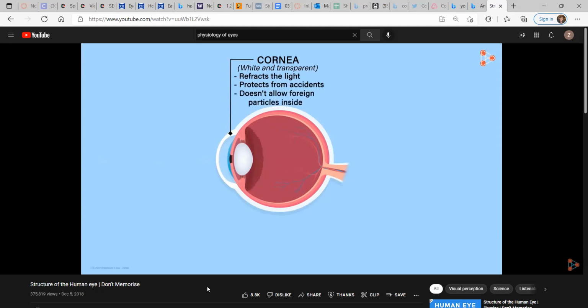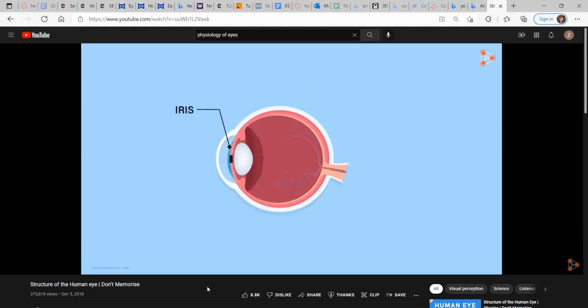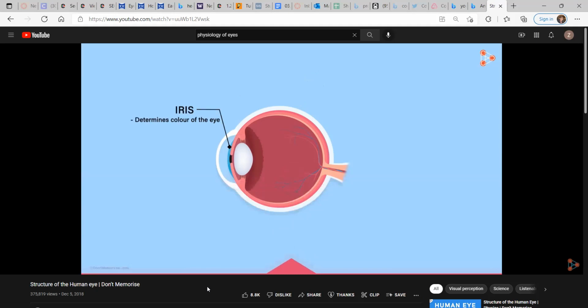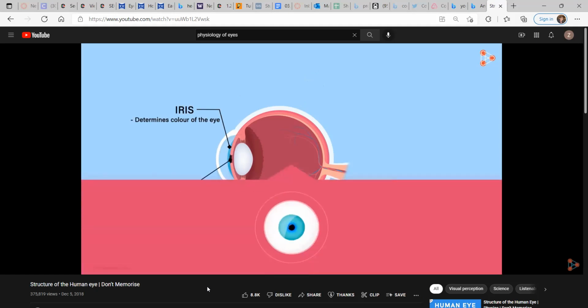Okay, so this was all about the outer layer of the eye. Let's now talk about the things present inside. Behind the cornea, there's a dark muscular structure called the iris. Iris determines the color of the eye. For instance, when we say that a person has blue eyes, it means that the color of the iris of the person's eye is blue. Now there is a small opening at the center of the iris for the light to enter. Do you know what it's called? It's called the pupil.